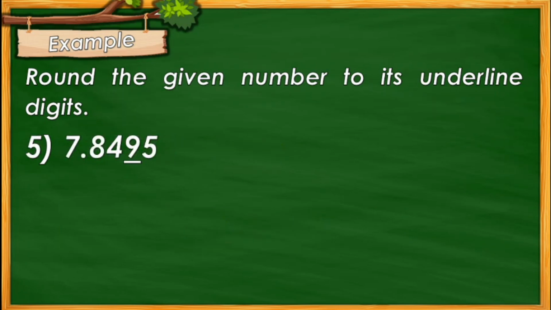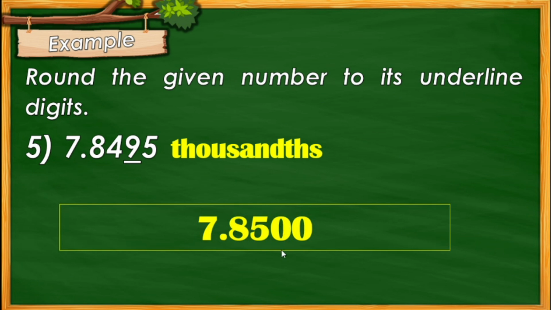Next, number 5 for our last example. 7 and 8,495. So the underlined digit is 9. So the digit to the right of 9 is 5. Since it is 5, we are going to round up. So we're going to add 1 to 9. 9 becomes 10. So we're going to write 0 and then add 1 to 4. So 4 becomes 5. So the final answer is 7 and 88,510,000.